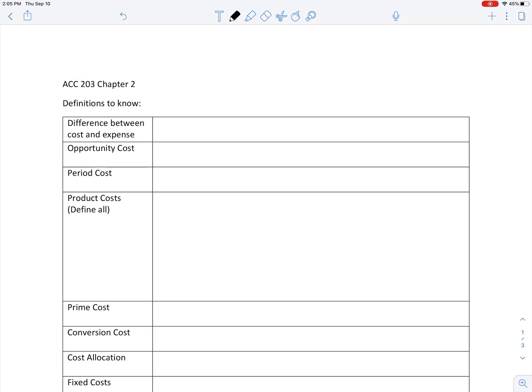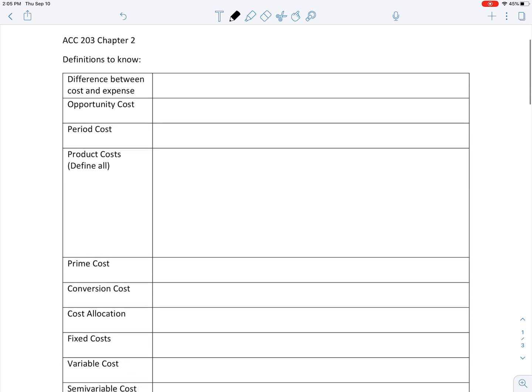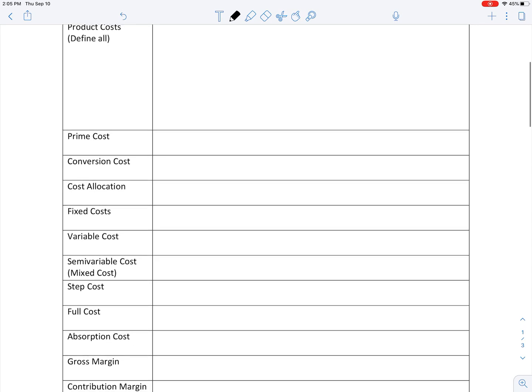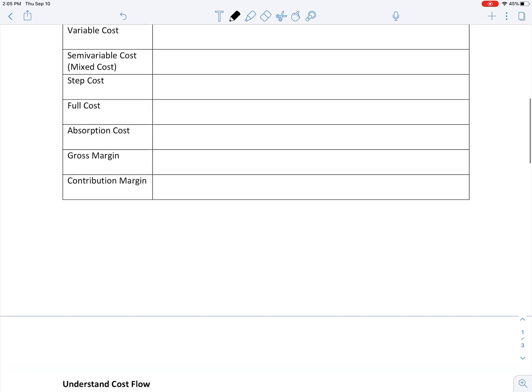In Chapter 2, again, we're looking at trying to build your foundation of cost accounting. To do this, we have to know a lot of definitions. These definitions will come in handy in our future chapters, so you might want to make sure you fill out this information and keep it handy to make it a quick reference back when we come across these topics again.